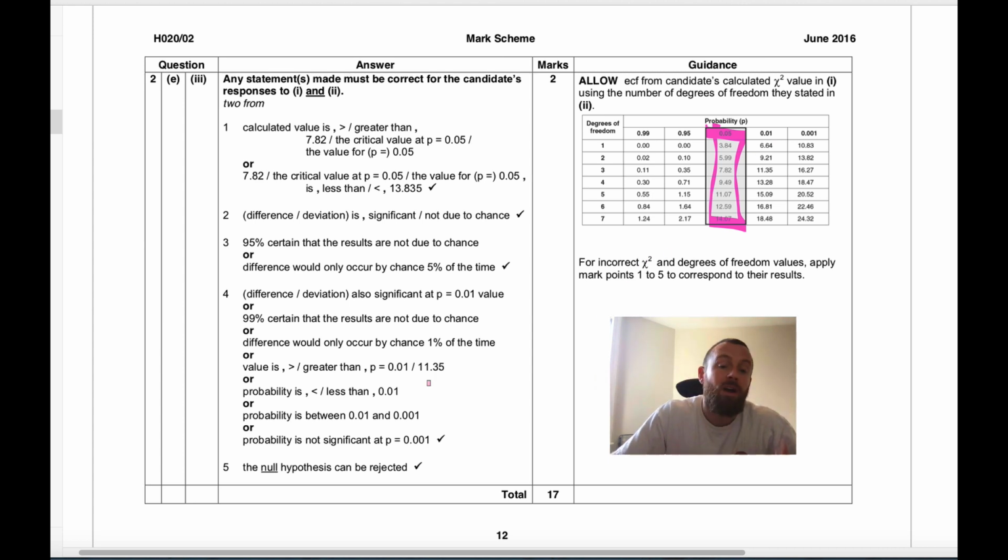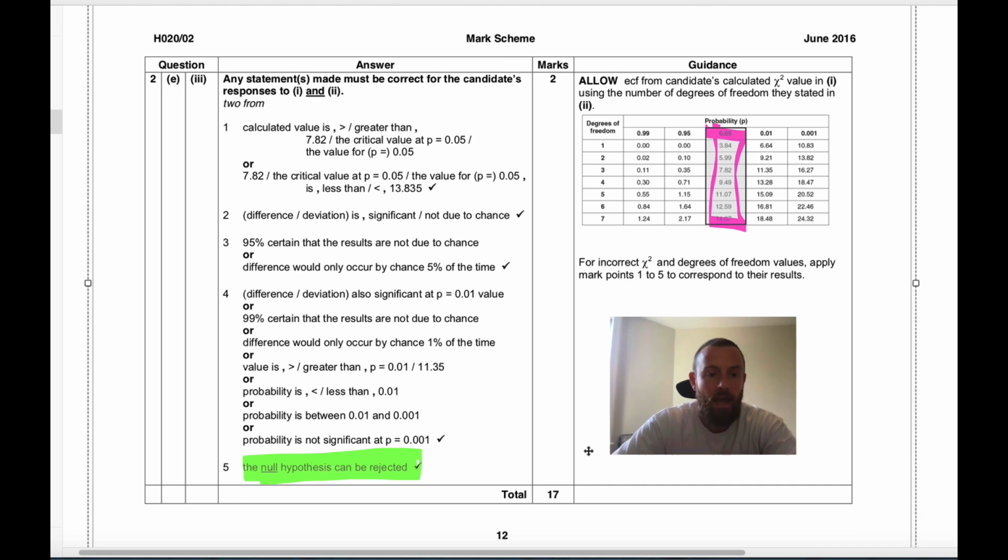Something I forgot to say, silly, hopefully I still got full marks for that, is that we therefore reject the null hypothesis. Reject the null hypothesis. I've got to say that. Okay, moving on to the next question.